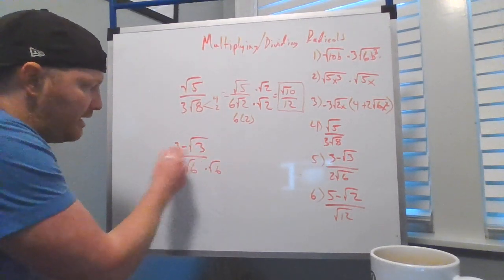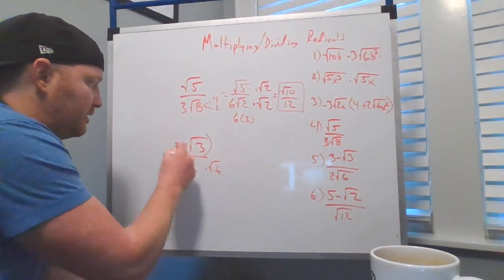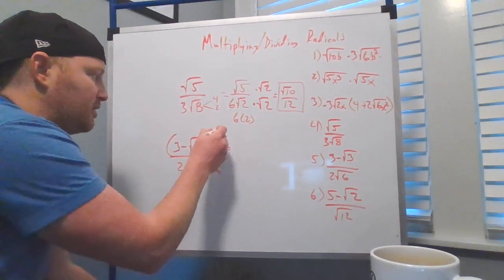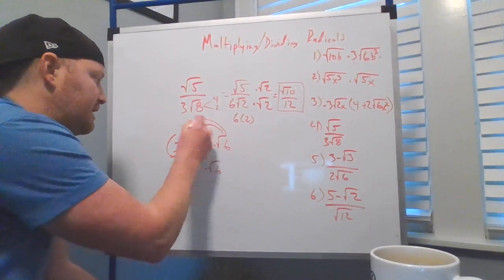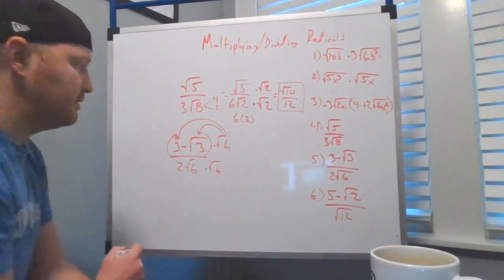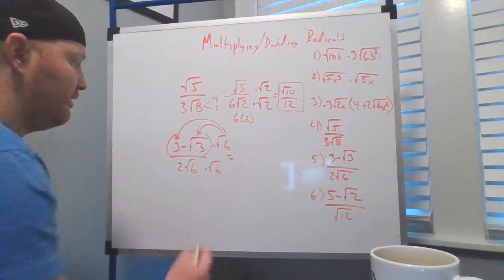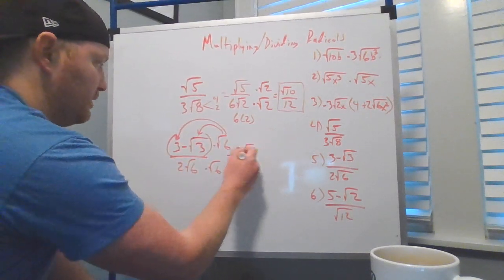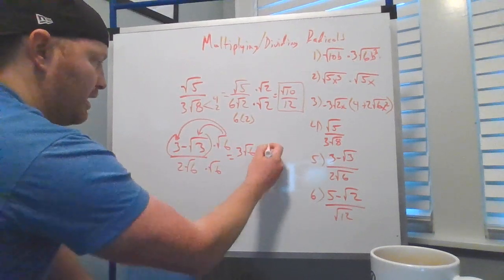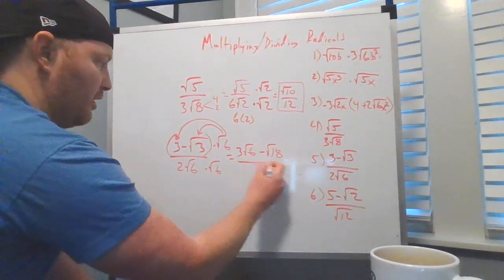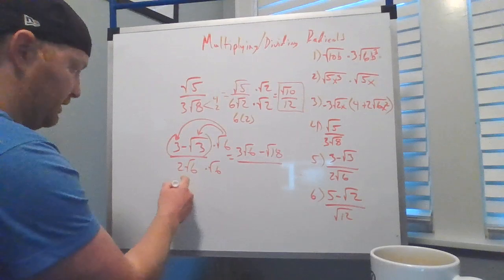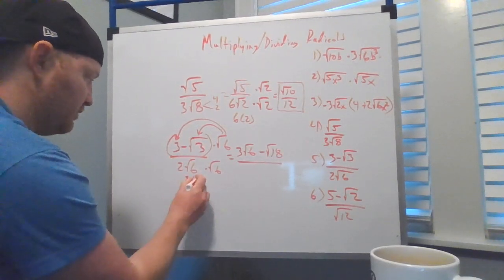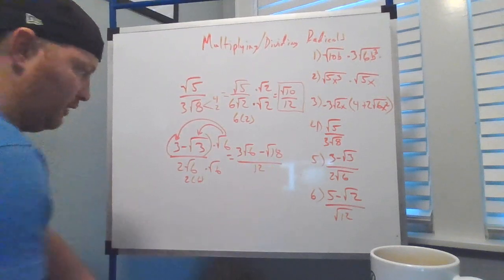But now look, I have an expression upstairs. So now I got to put this in parentheses and know I'm multiplying this by radical 6. So I'm essentially doing this times this and this times this. So now this says 3 radical 6, and this says minus radical 18 all over, well, again, this is 2 times radical 6 times radical 6, so that's just 2 times 6, all over 12.